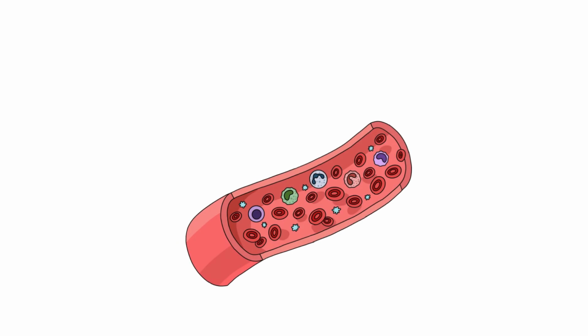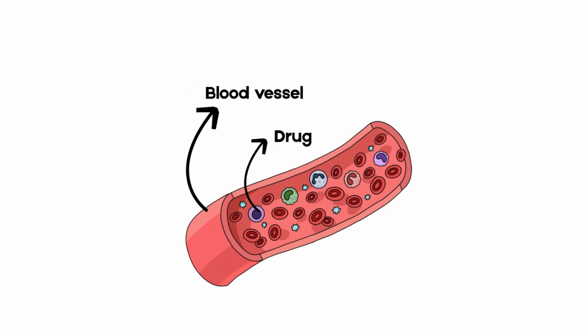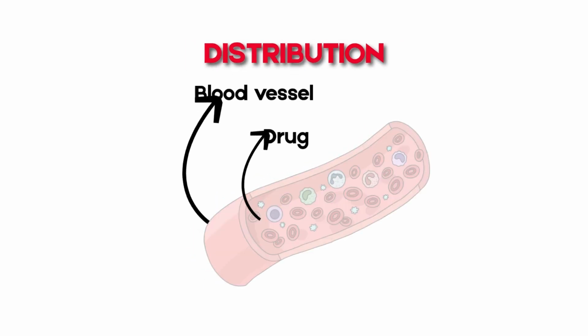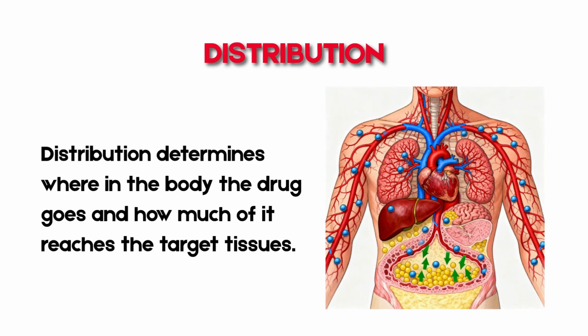Once a drug is absorbed, it enters the bloodstream and is carried throughout the body. This step is called distribution. Distribution determines where in the body the drug goes and how much of it reaches the target tissues.